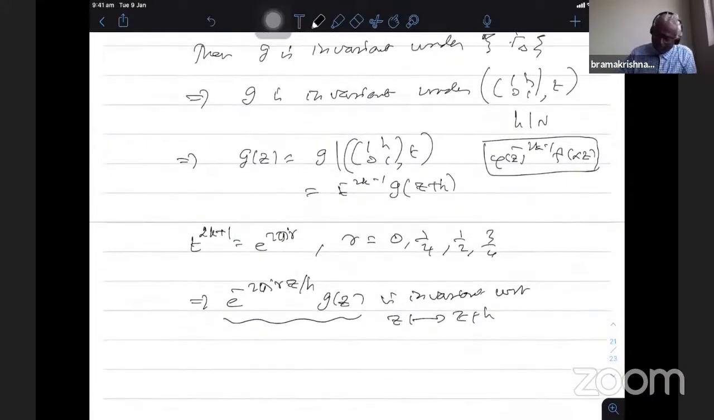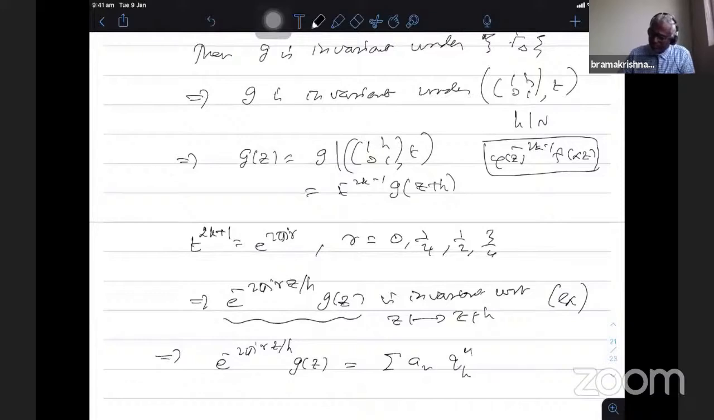So this implies e power minus 2 pi i r z by h times G of z, which you can verify. I just leave it as an exercise. So you can verify that G of z has a Fourier expansion. Note that it is not q power n, this is e power 2 pi i n z by h. So q_h is e power 2 pi i z by h, and we take q_h power n. Okay, so this is the Fourier expansion.